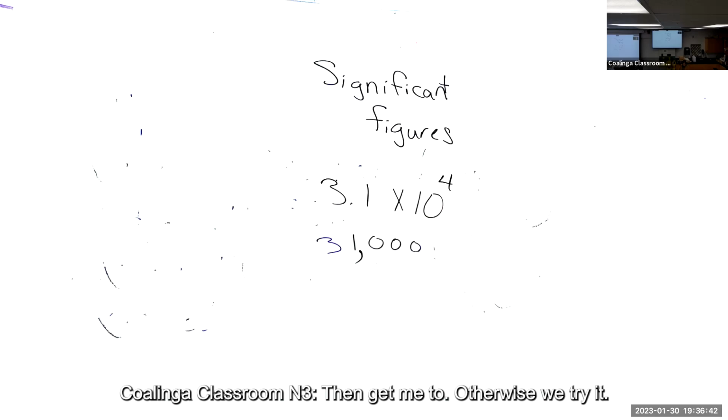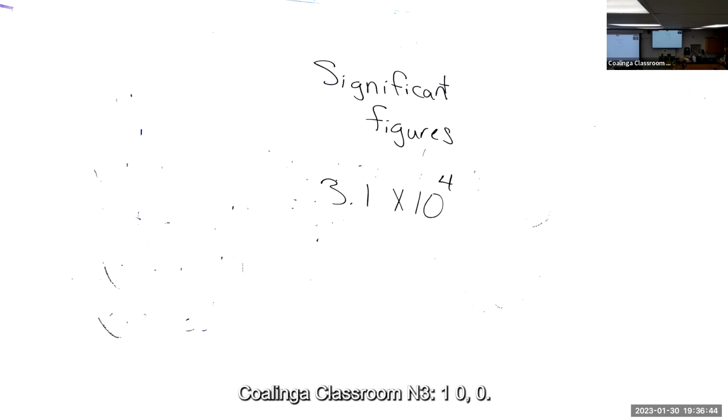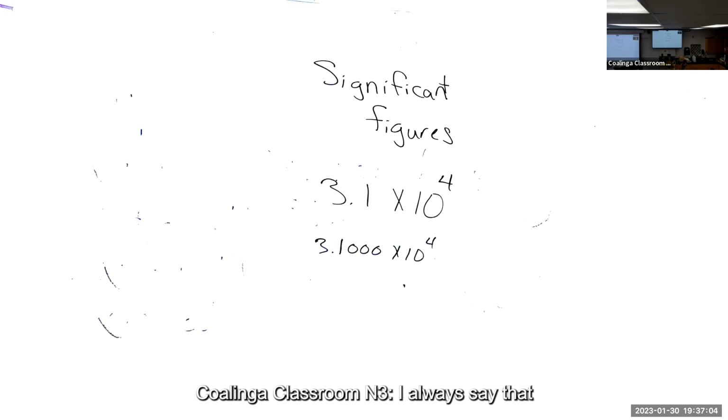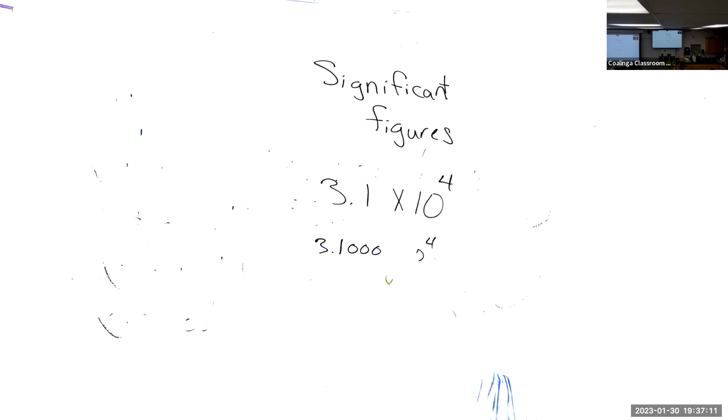Otherwise, if we wanted it to be 5 figures, we would write 3.1000 times 10 to the 4th. How many sig figs do I have now? 5, because I took the decimal and then I have all these zeros out, so it'll be a total of 5. It's quite different than this one.